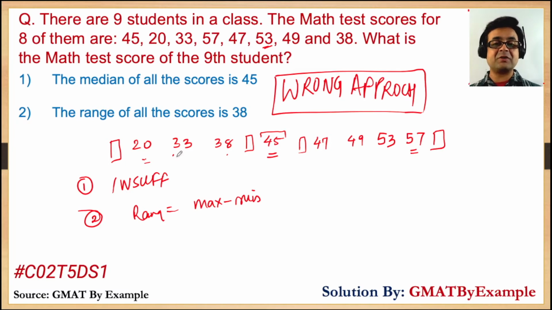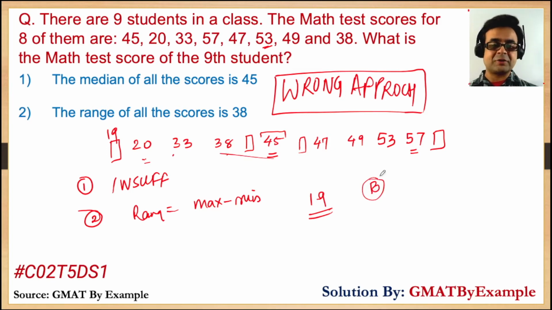There has to be another value, and that other value is 19. When you have one less, then your range would be 38. So you would mark 19 as your answer and say, okay, I know the last value is 19. I have a unique value, and hence statement B is sufficient to answer the question, and mark B as the answer. And that would be wrong.